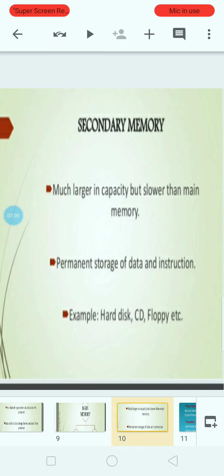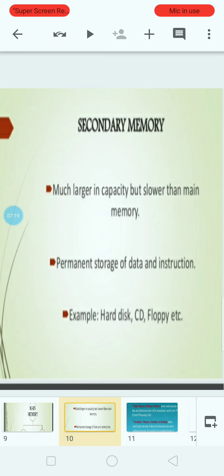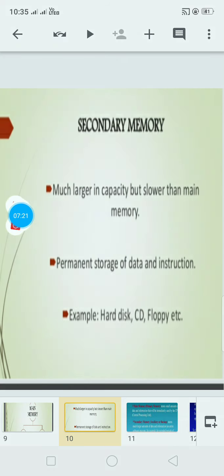So, what do you mean by secondary memory? It is much larger in capacity but slower than the main memory. It is used for permanent storage of data and instructions. Examples of secondary memory are as follows: hard disk, CD, floppy, etc.